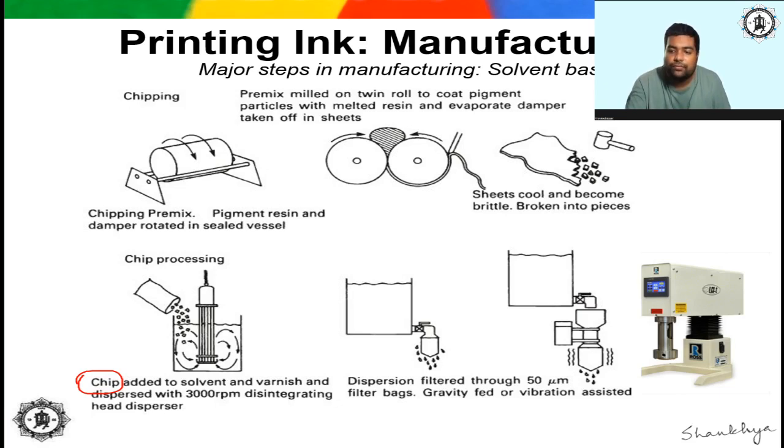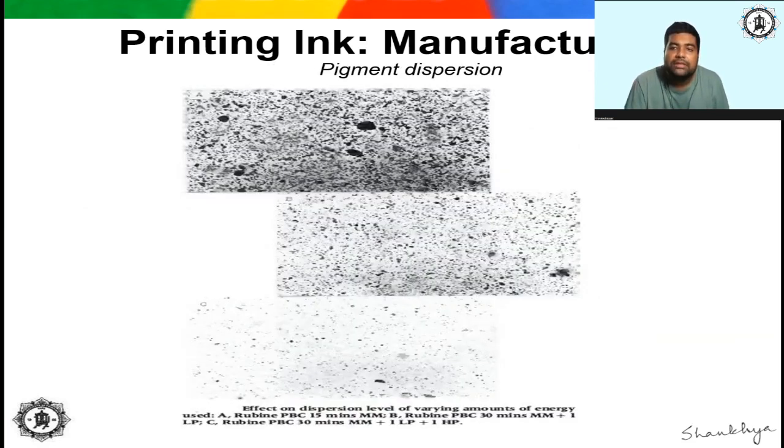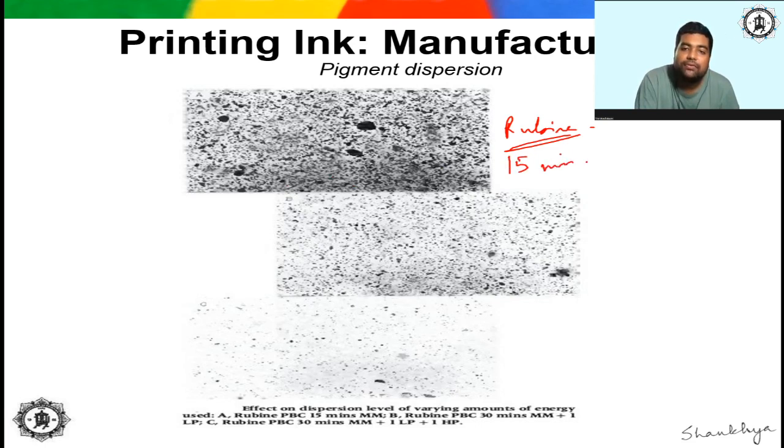Okay. So in this picture you can see the effect that a certain dispersion process or manufacturing process has on the ink. Here one single pigment is used, rubine PPC. Rubine is one pigment which is commonly used for manufacturing magenta. So here the first situation is it has been made to pass for 15 minutes. Okay, this is what happens.